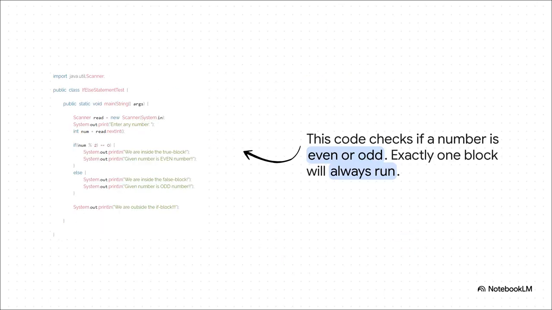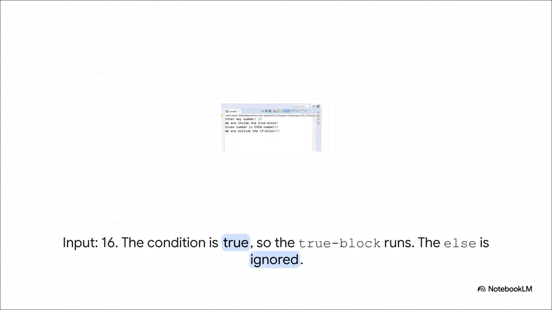And this is the classic example you'll see everywhere. The condition num%2 equals 0 is just a clever way to check if a number is even. If it's true, the code in the if block runs and tells us the number is even. But if it's false, the program doesn't just give up. It jumps straight to the else block and prints that the number is odd. The key thing to get here is that one and only one of these blocks is always going to run. And here's the proof in the pudding. We run the code, we type in 16, the program checks. Does 16 divided by 2 have a remainder of 0? Yep, it sure does.